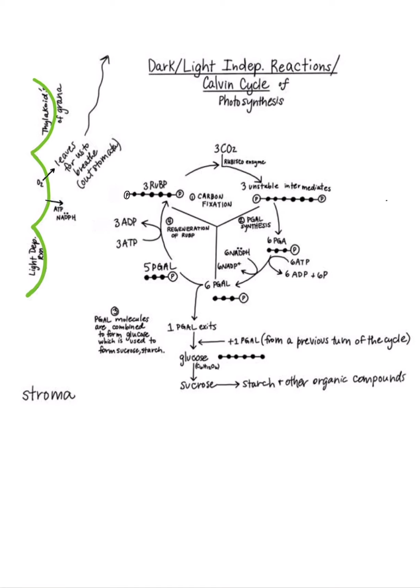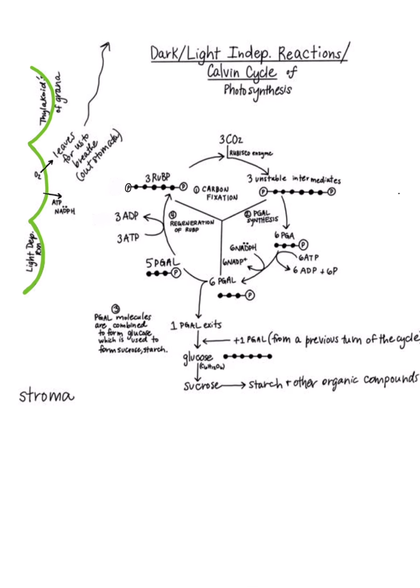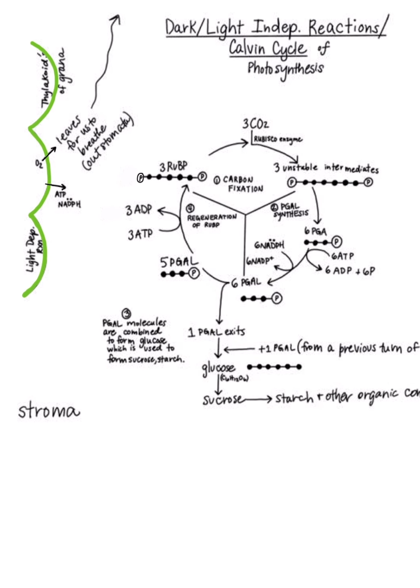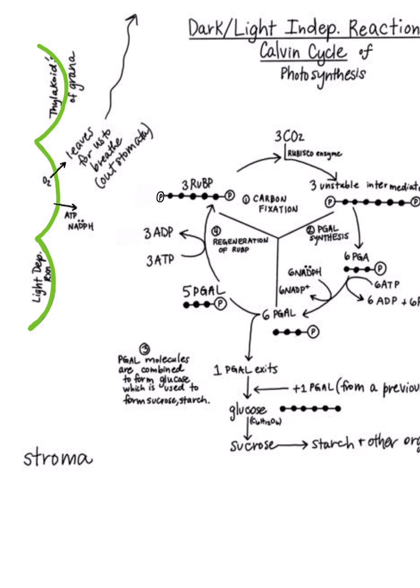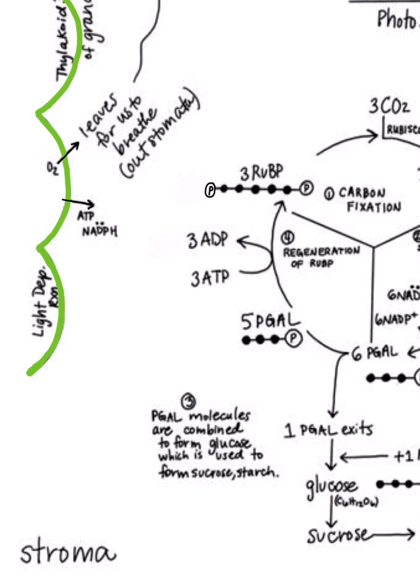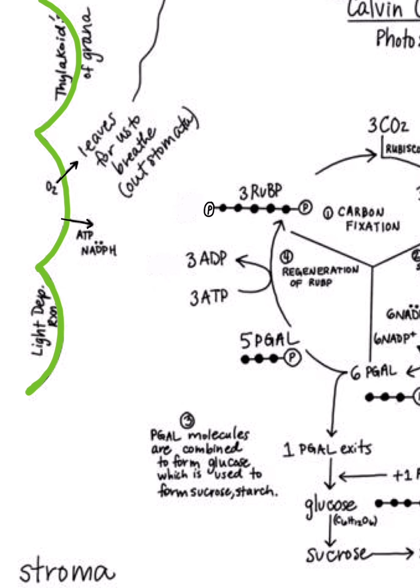In this video, I'm going to discuss the light-independent reactions. These are also referred to as the dark reactions or the Calvin cycle of photosynthesis. I do want to remind you, before this phase, we had the light-dependent reactions happening in the thylakoid membranes, those stacks of grana. And during those steps, oxygen was produced, and that is leaving the plant out through its stomata.